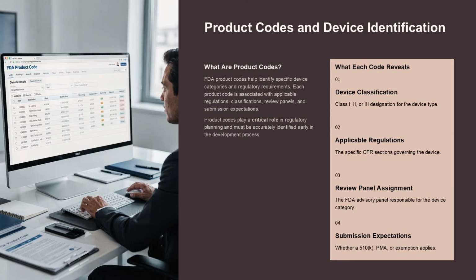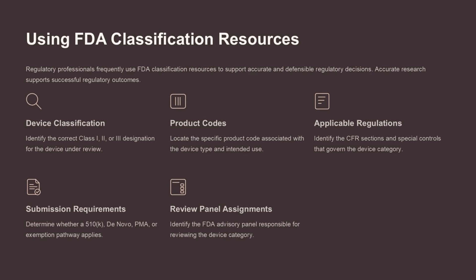FDA product codes help identify specific device categories and regulatory requirements. Each product code is associated with specific regulations, classifications, review panels, and submission expectations. Regulatory professionals frequently use FDA classification resources to support accurate and defensible regulatory decisions. Accurate research supports successful regulatory outcomes.